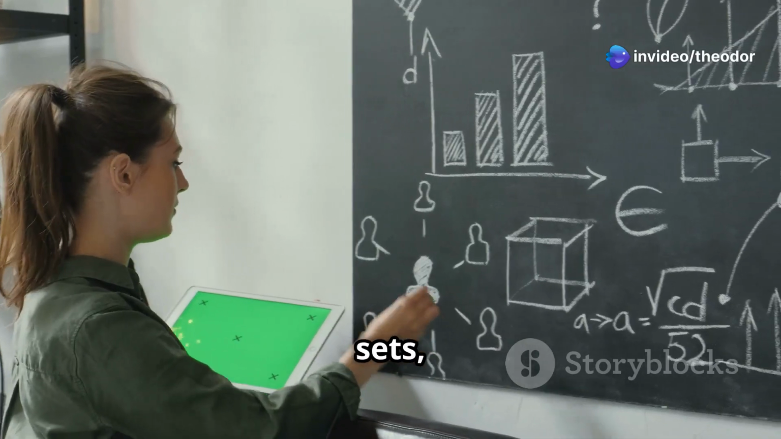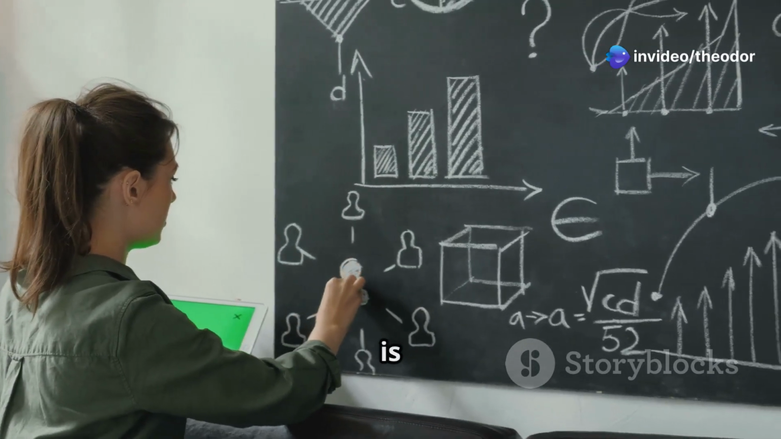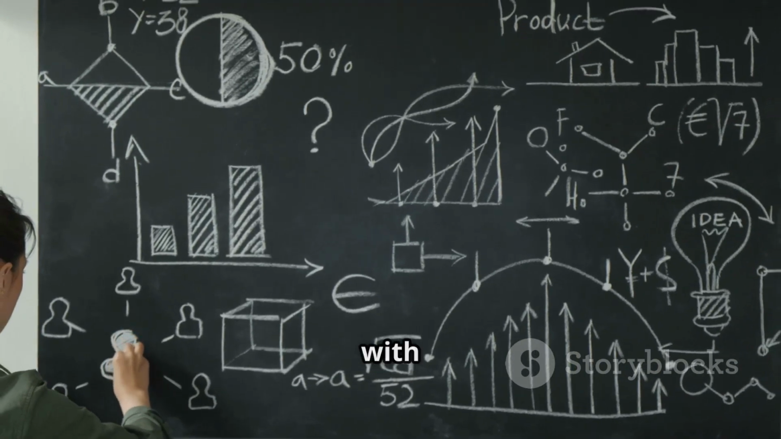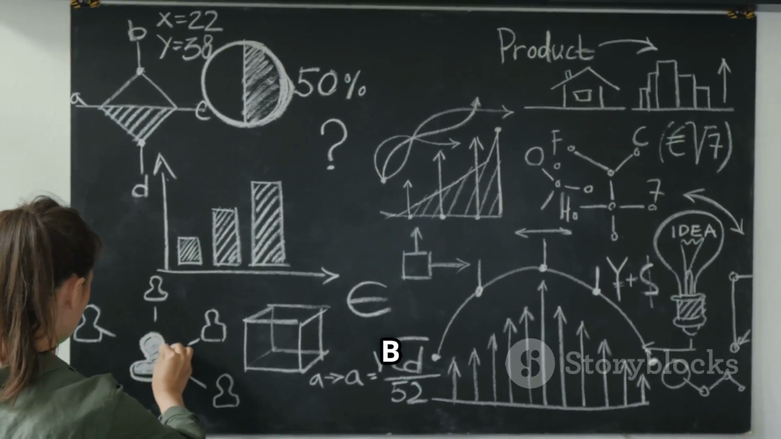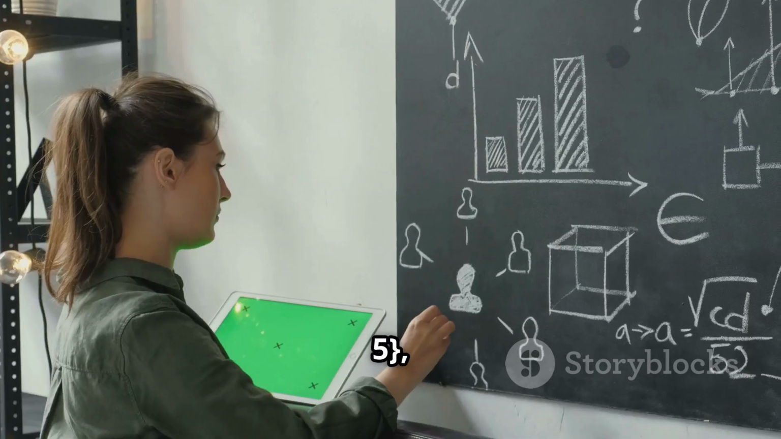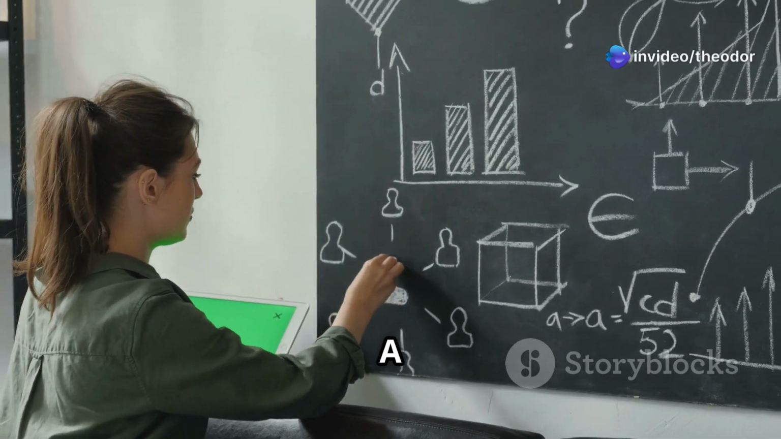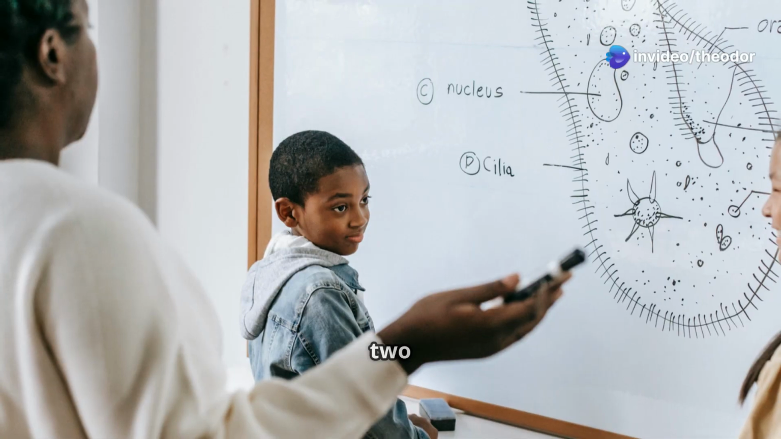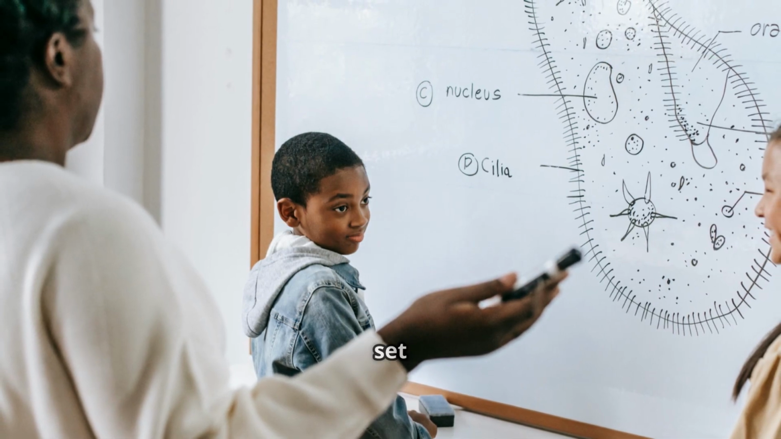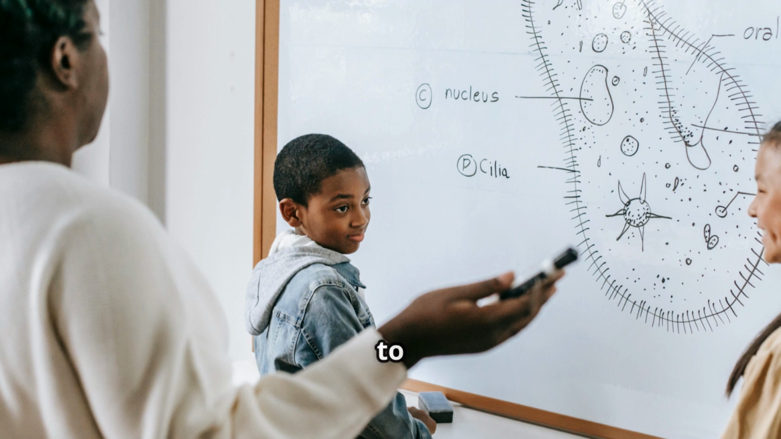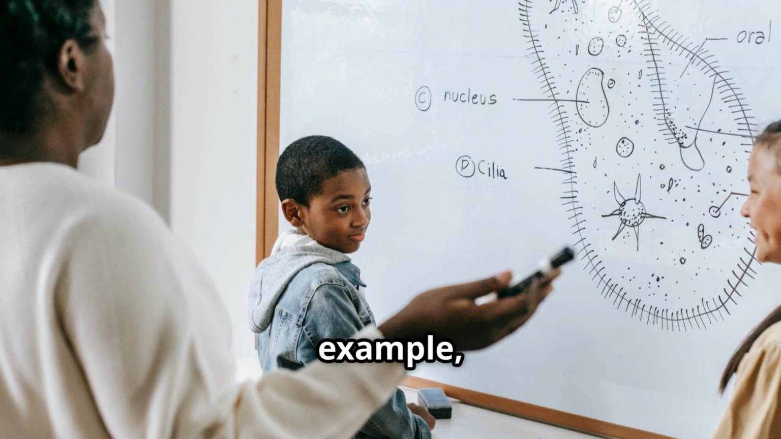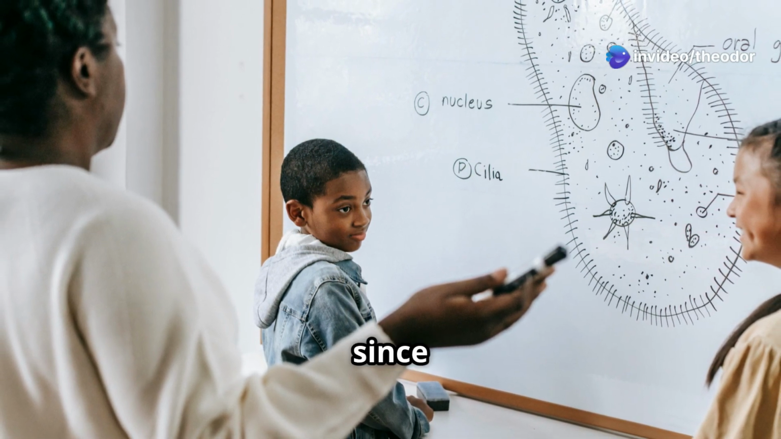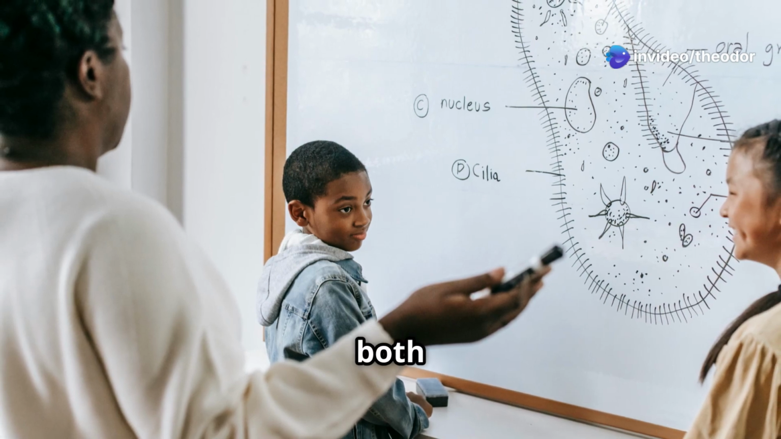The union of two sets, denoted by the symbol ∪, is the set containing all the elements from both sets. For example, if we have set A with elements 1, 2, 3 and set B with elements 3, 4, 5, the union of A and B, written as A ∪ B, would be {1, 2, 3, 4, 5}. The intersection of two sets, denoted by the symbol ∩, is the set containing only the elements that are common to both sets. Using the previous example, the intersection of sets A and B, written as A ∩ B, would be {3}, since 3 is the only element present in both sets.